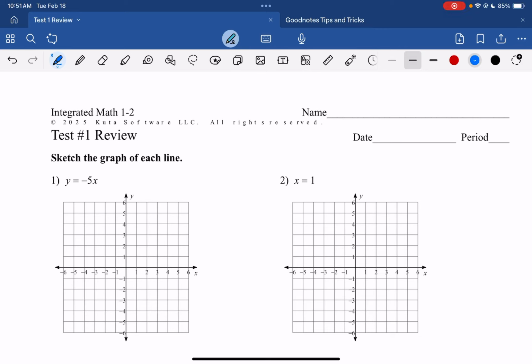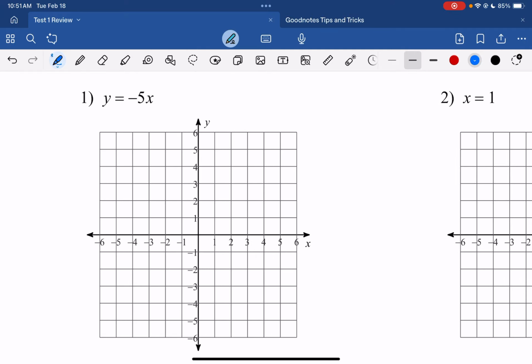Okay, we're going to go through the test number 1 review. Number 1, we have no intercept out here, so we're going to have to just start at 0, 0, the origin. And we're going to go down 5, 1, 2, 3, 4, 5, and over 1. Or we could go up 5 and left 1.